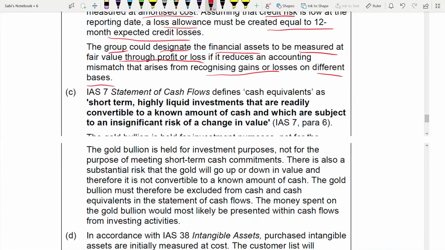Because they define cash and cash equivalent. What is the definition of cash equivalent? Something which is a short-term, highly liquid investment. That means you can easily change it to cash. Okay, that are readily convertible to a known amount of cash. Easily you can change it to a known amount of cash.